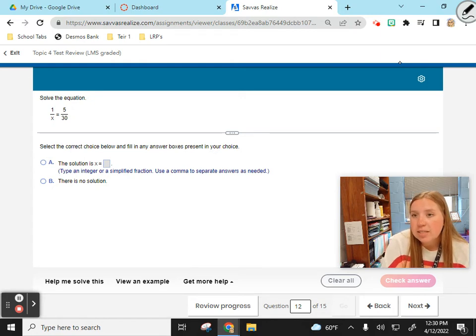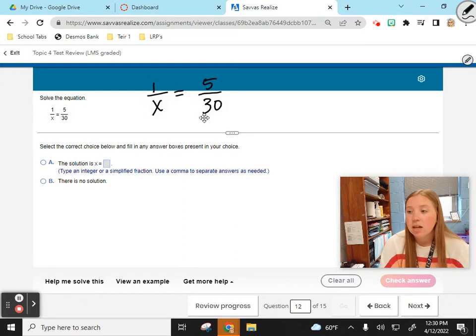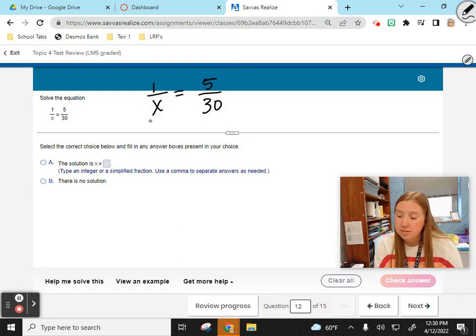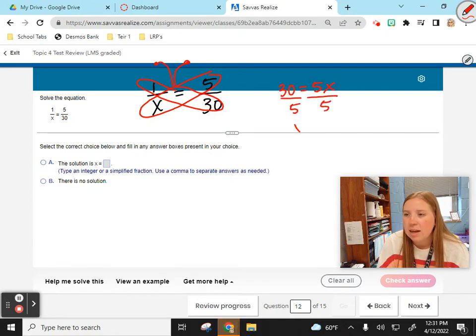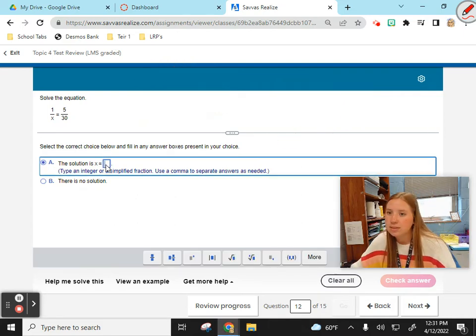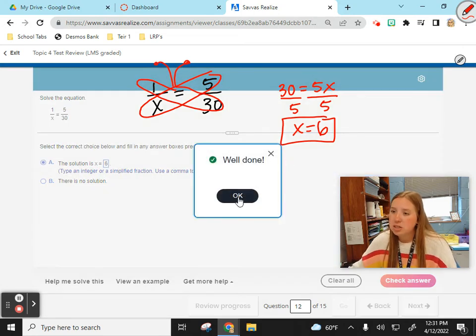My next one is solving an equation. It is a rational expression with x as a variable in the denominator. We could multiply by the LCM here to get rid of our fractions, but we also could just cross multiply. 1 times 30 is 30. 5 times x is 5x. I'm going to divide both sides by 5. X equals 6. I would cross multiply there.